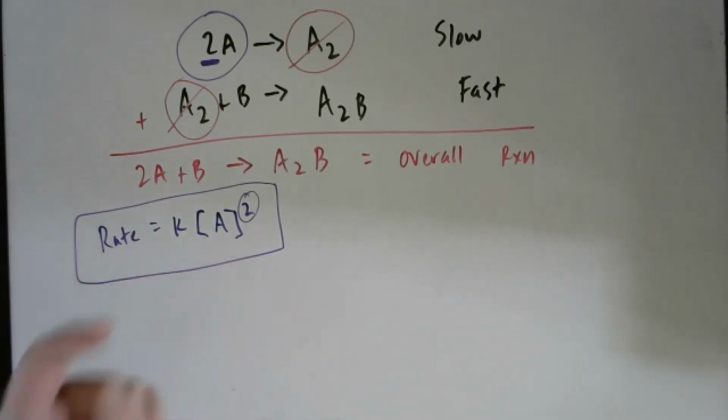If you had an intermediate that was part of your rate law, then we'd have to go through that same set of steps where we substituted in for it and then solved out for a different way to represent it, essentially. But that's it.